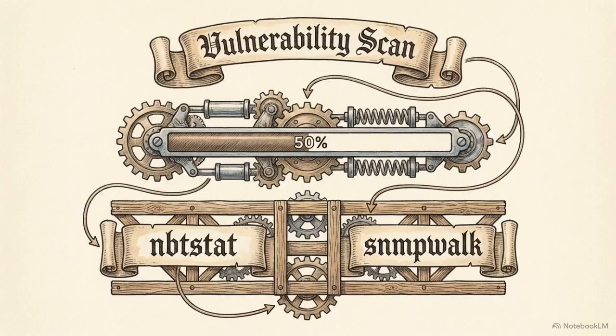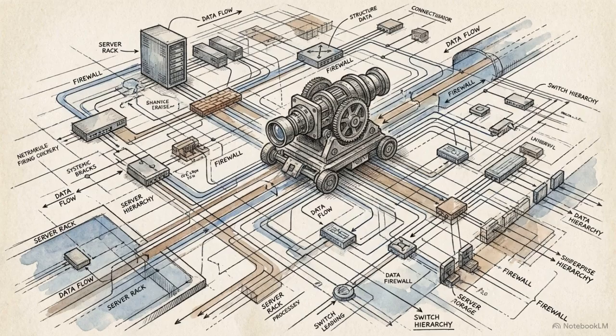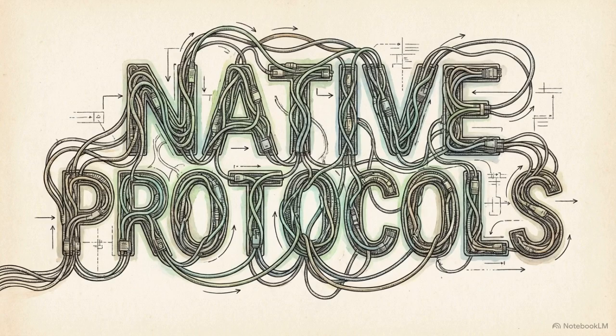Vulnerability scanners do not invent new ways into a system. They merely scale the process of extracting the foundational architectural flaws of the target operating systems. Enumeration bypasses software bugs to exploit the way systems were specifically engineered to communicate.